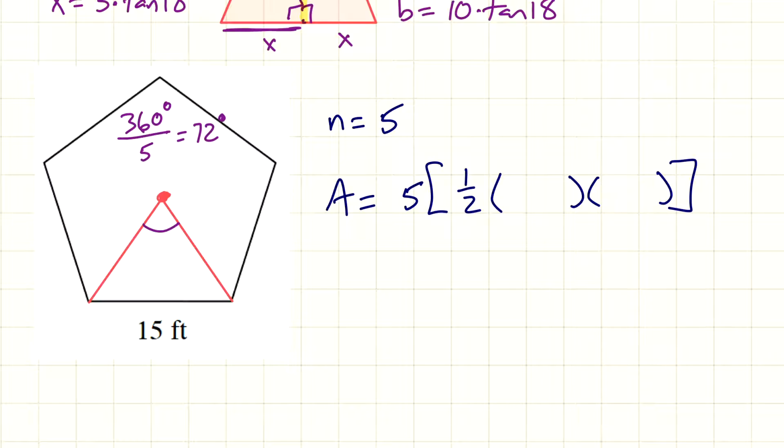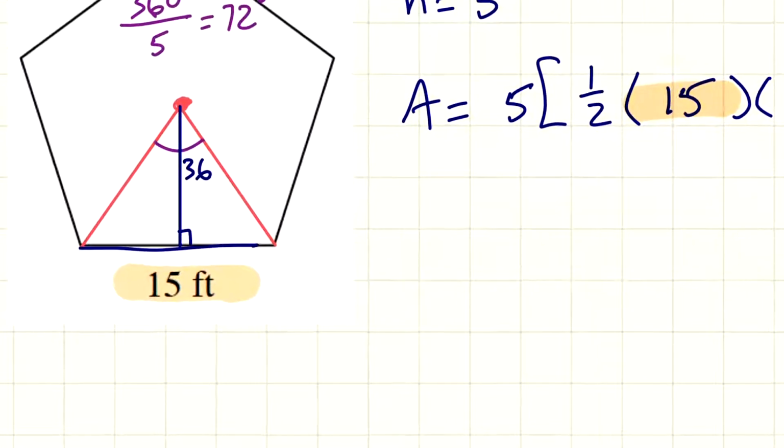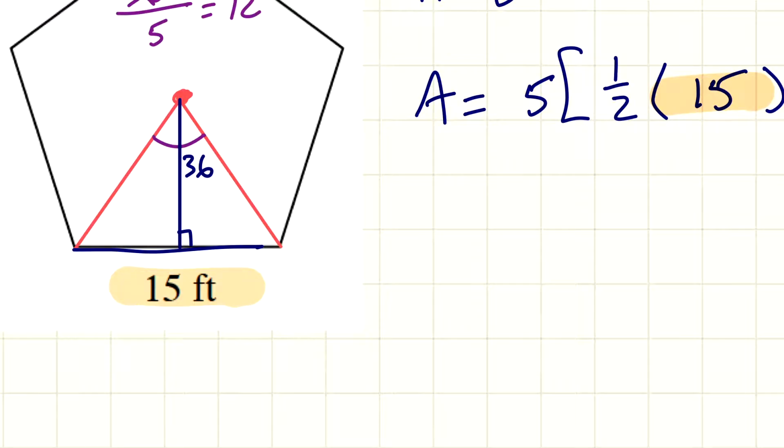Well, 72 is the whole angle, but if we cut it in half, then we're left with 36. All right, that is not a 30, 60, 90 triangle. So we're going to have to use our trig. In this case, we already have the base given to us, so I'm going to put that into our equation already. So that's that. All we need to figure out is our height. So I need to know what half of 15 is, which is going to be 7.5.